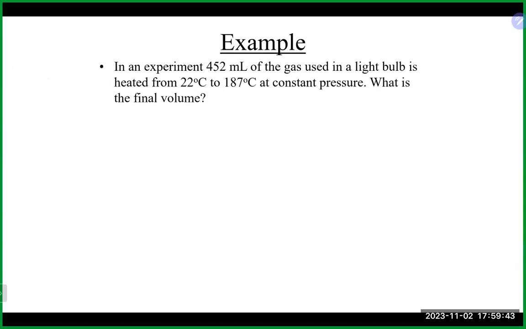Okay. So let's try another one here. We have 452 milliliters of a gas in a light bulb. It's heated from 22 to 187. What is the final volume here?